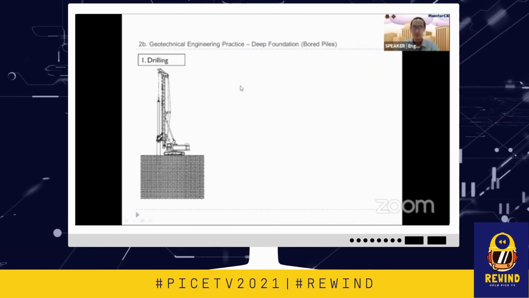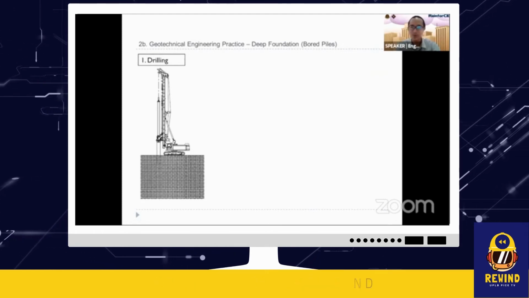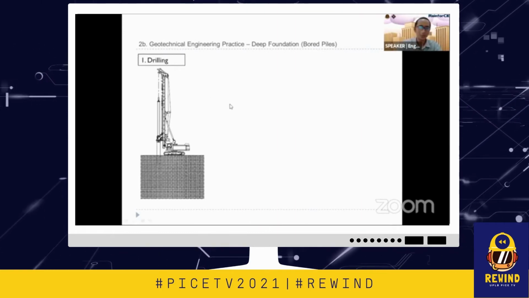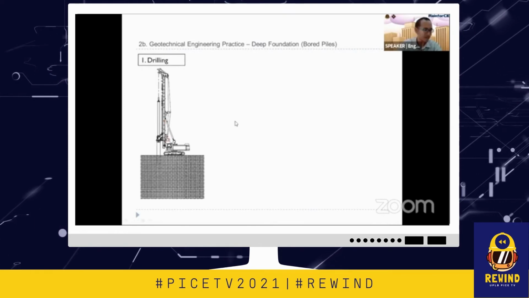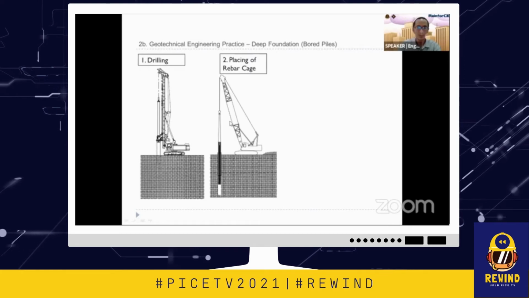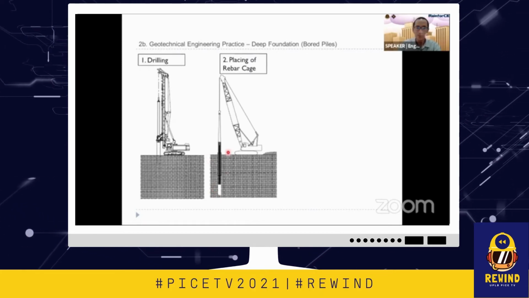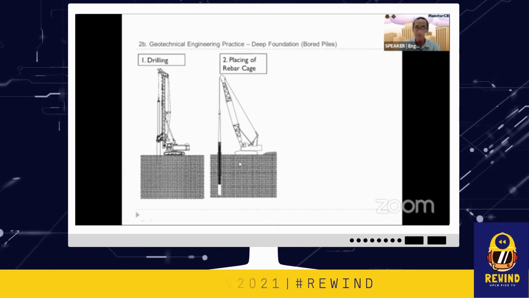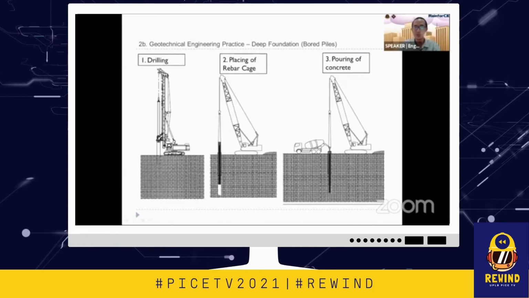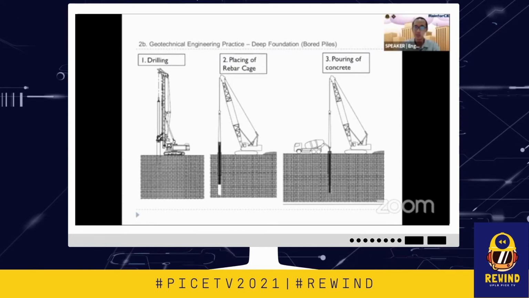Okay, so let's take a quick review of the methodology of deep foundations, bored piles. Number one, we drill. After drilling the hole, we put the rebar cage. Then we pour concrete. So basically we're building a column, but it's underneath the soil.